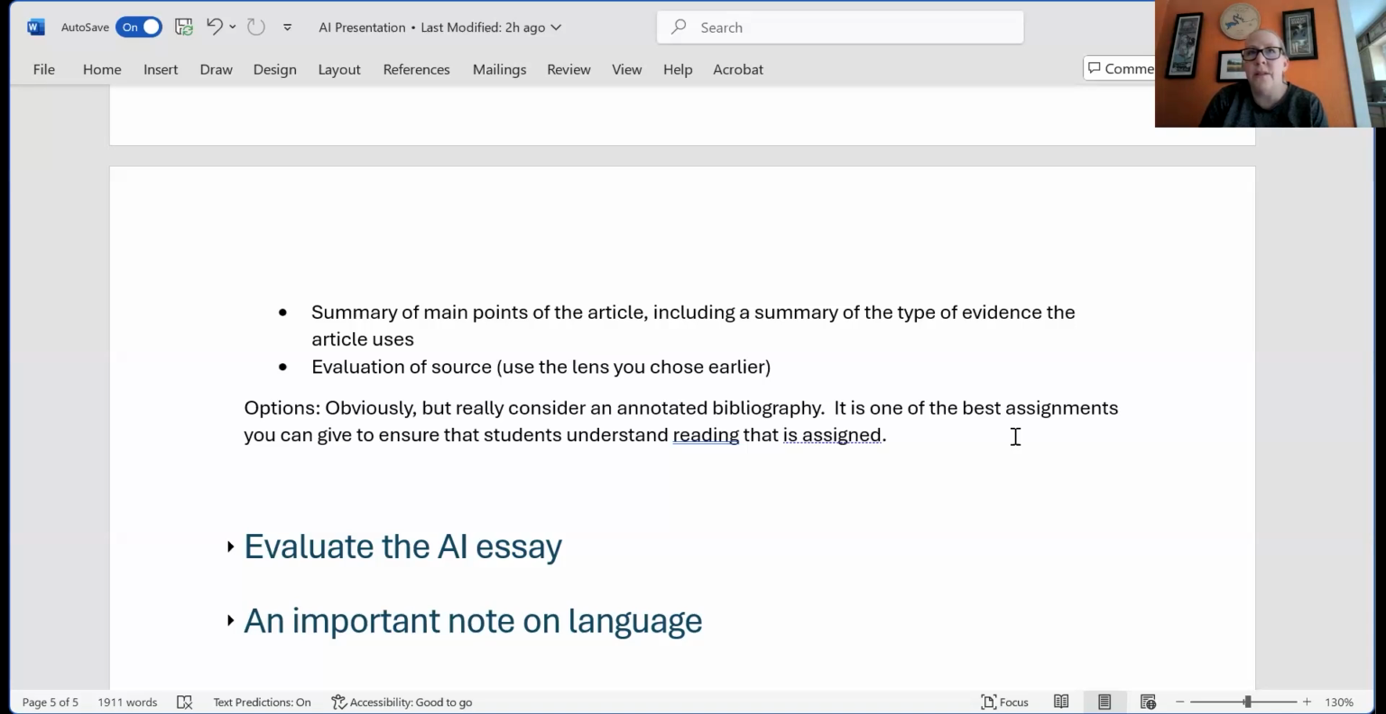It's one of the best ways that you can illustrate the difference between what human beings are capable of and what AI is capable of, because it cannot read. It does not read the articles and it does not understand. It is reproducing very clean looking language, but not language that truly reflects the content of the article. And so this is really the place that if you only wanted to go this far, it would be a really good assignment. And annotated bibliographies are one of the best assignments you can give.